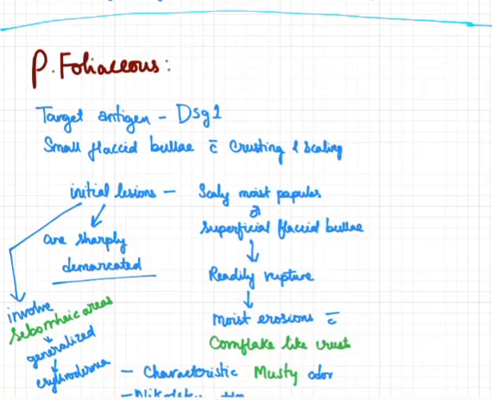Coming to Pemphigus foliaceus, here the target antigen is desmoglein 1, and this explains why the oral mucosa is not involved in Pemphigus foliaceus, because in oral mucosa desmoglein 1 is expressed at a much lower level compared to desmoglein 3, and that is why desmoglein 3 compensates. Therefore, the oral mucosa is usually not involved in Pemphigus foliaceus. Small flaccid bullae with crusting and scaling are the characteristic lesions in Pemphigus foliaceus.